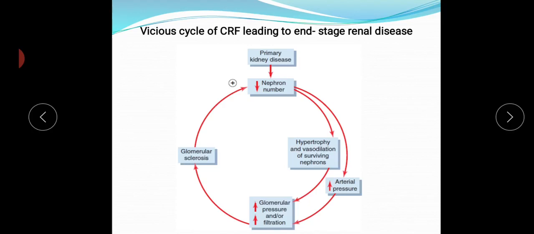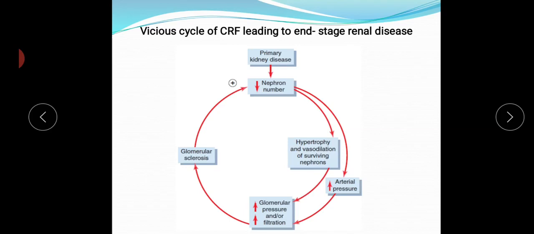Now once the patient is in chronic renal failure, there will be a vicious cycle that will aggravate that failure. You can see this chart here, this cycle. Because of any primary kidney disease, there is a decrease in the functional nephrons. That may lead to hypertrophy and vasodilatation of the surviving nephrons, because the work of the non-functional nephrons has to be done by the remaining functional nephrons. So there will be hypertrophy and vasodilatation. With that there will also be an increase in arterial pressure, blood pressure.